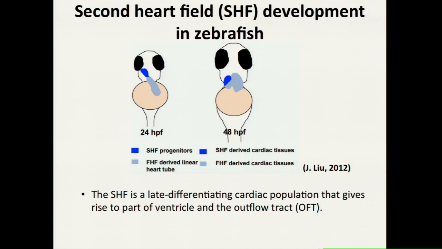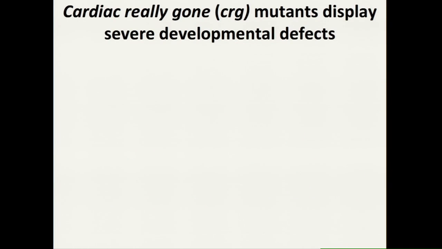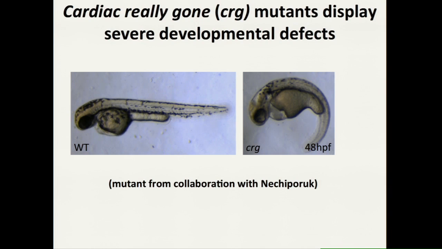To explore the mechanism of how the second heart field develops, we started our project from a newly identified mutant named cardiac repressive, or CRAG for short, from Alex Nechiporuk's lab. As you can see from this figure, the CRAG mutant at 48 hours has multiple developmental defects, including the reduction of pigmentation, the curved body shape, the edema, and yolk extension.